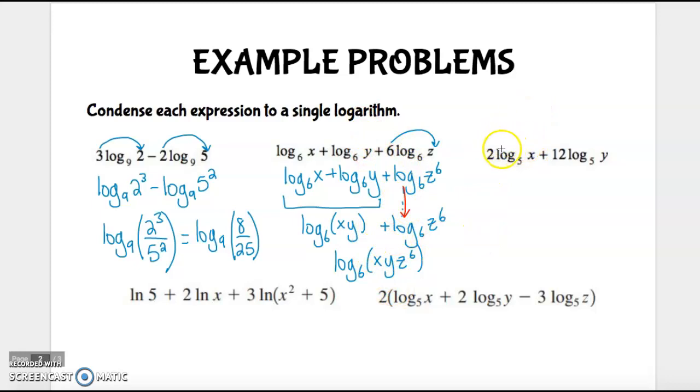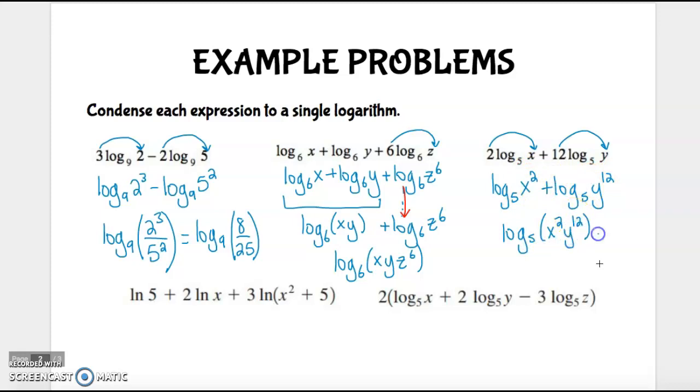All right, let's look at this example. So I have some constant multiples out front, so I'm going to bring those inside of my logarithms as exponents. So I'll have log base 5 of x squared plus log base 5 of y to the 12th power. And then I notice that I have addition between two logarithms, so I can combine those into one logarithm with multiplication on the inside, log base 5 of x squared times y to the 12th. There we go.